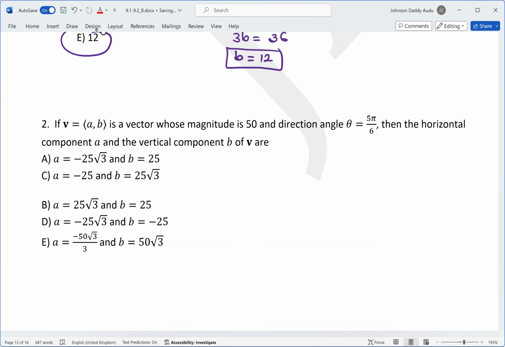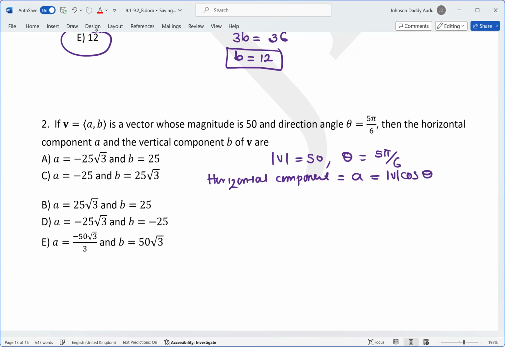All right. So now V is a vector AB whose magnitude is 50 and direction is 5 pi over 6. Then we're looking for the horizontal component and the vertical component. So what we know is that the magnitude of V is 50 and its direction is 5 pi over 6. So what is the horizontal component? The horizontal component, which is nothing but A, is equal to the magnitude times cosine of theta. So this is going to be 50 times cosine of 5 pi over 6.